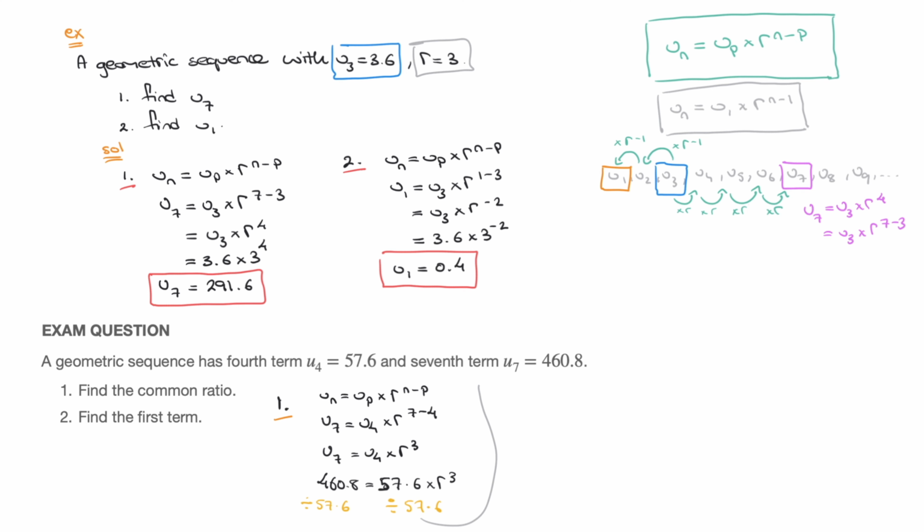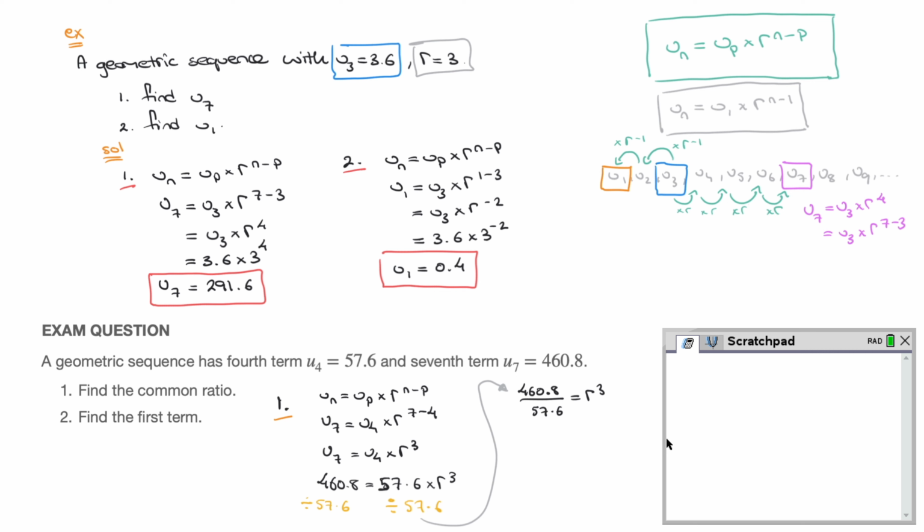So I'll divide the right-hand side by 57.6 and the left-hand side as well. And now carrying on with the working right here, on the left-hand side we'll have 460.8 over 57.6, which will equal r cubed. Okay, back on my calculator again. On the left-hand side we have 460.8 divided by 57.6, which is equal to 8. So this equation is actually 8 equals r cubed.